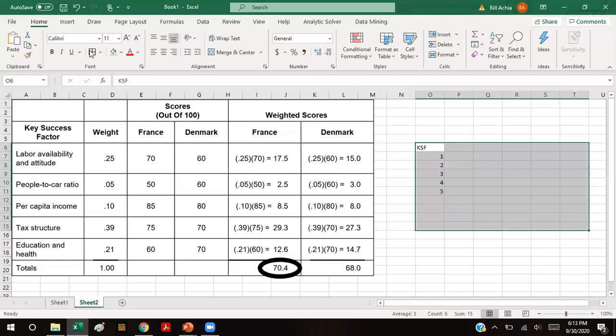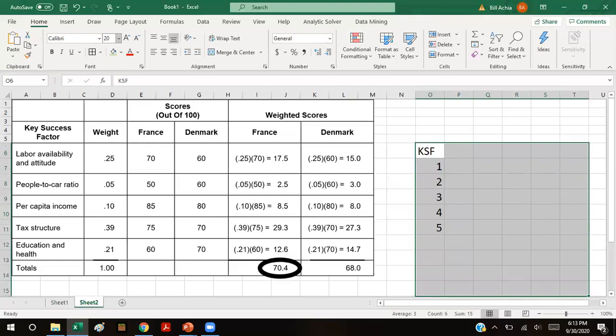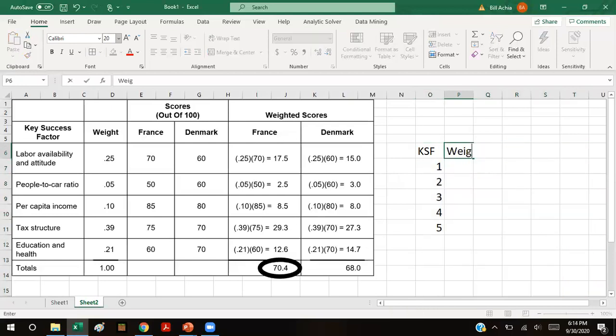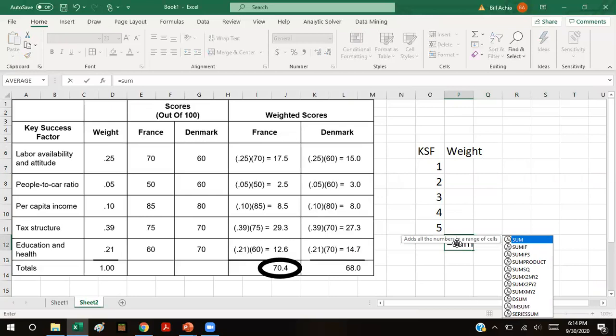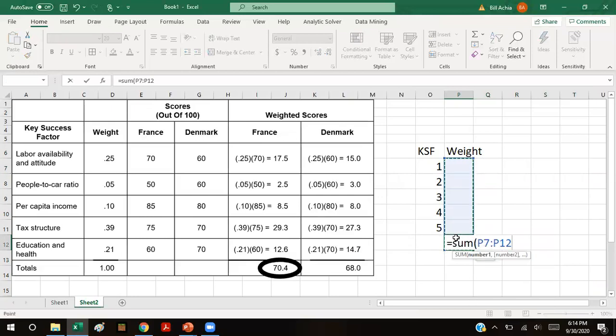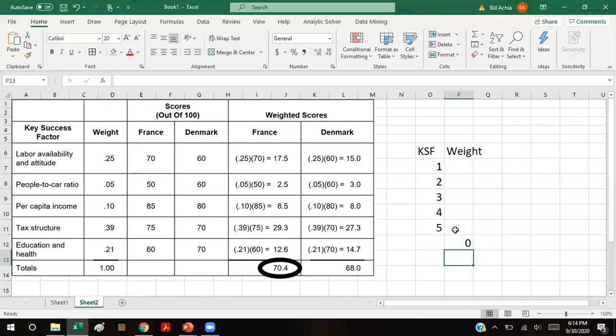And I just want to make sure that we're on the same page in terms of how we very quickly do this in Excel. Okay, so you get your key success factors, you get your weights, and as I said, the weights are usually subjective, but your weights have to sum up to 1. If they don't sum up to 1, you know there's something wrong with your calculation. In this case, our weights were given as 0.25, 0.05, 0.1, 0.39, and then 0.2.